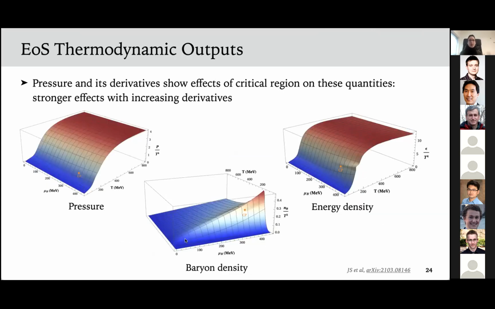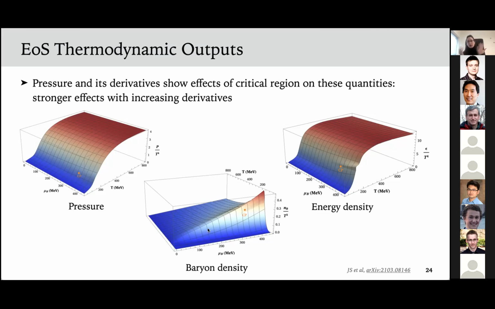So the final output of our equation of state is shown here for different quantities that make up the equation of state. So it's the reconstructed pressure shown here along with its first chemical potential derivative, the baryon density, and the energy density as well. So what you can see is at the level of the pressure, there's maybe, you can't see it on your screen, but a slight kink here at values of the baryonic chemical potential larger than the critical one.